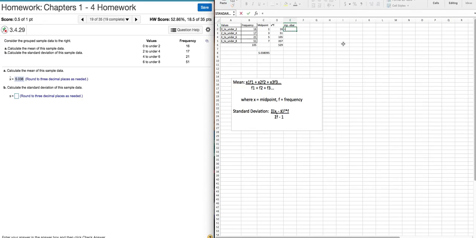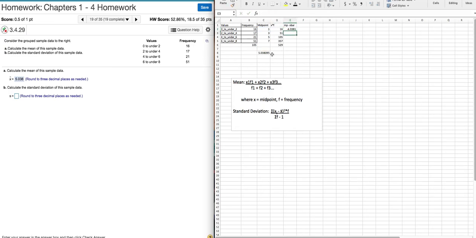So we're going to do equals the midpoint. In this case it was 1, and we're going to subtract the mean that we calculated down here. And I'm going to go ahead and lock in, using the dollar signs, that mean, so that when I copy the formula down, there we go. So dollar signs in between the column letter C there.